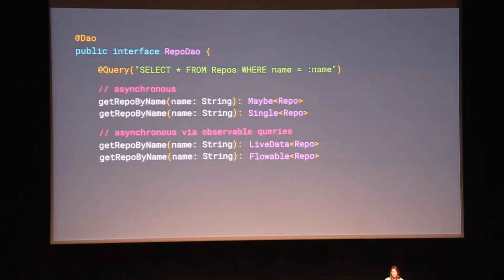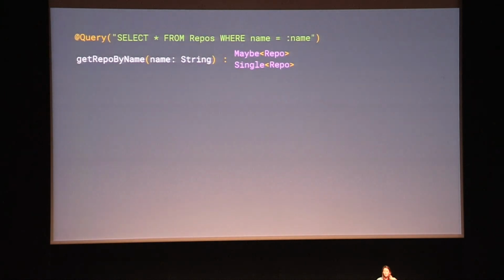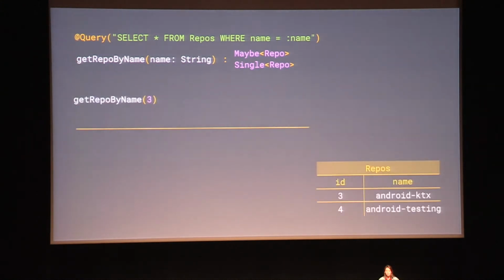I talked about LiveData yesterday. LiveData is just a data holder that keeps a value to be observed in the scope of a lifecycle. So it's not a very complicated concept, I would say. But let's see what's going on here with Maybe and Single and what the difference between them is. Let's say that we want to get the repository with a certain ID. When we get, let's say, the repo by ID 3, what we get is 3 and Android KTX. And then that's it. Both Maybe and Single will just complete in this case.